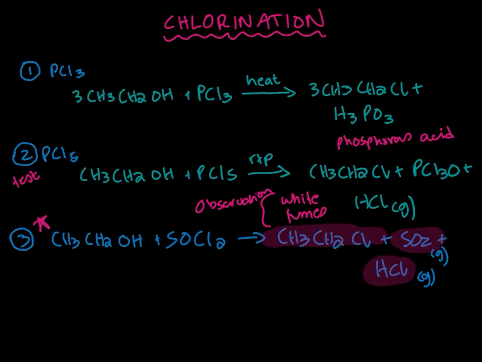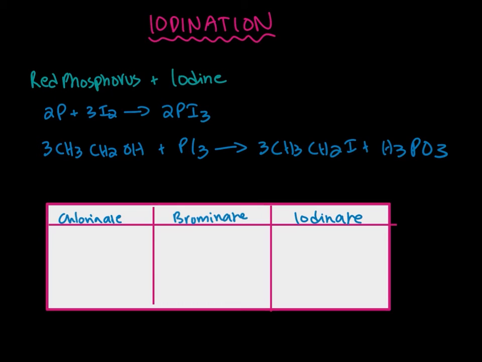So in this case, if you want to test for sulfur dioxide, you can use potassium dichromate. And the observation for this, it's going to go from orange to green.